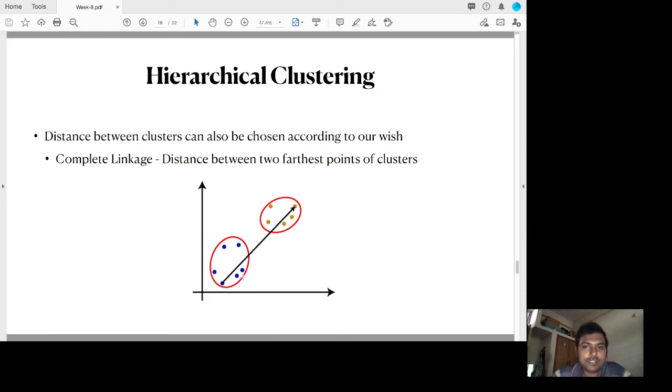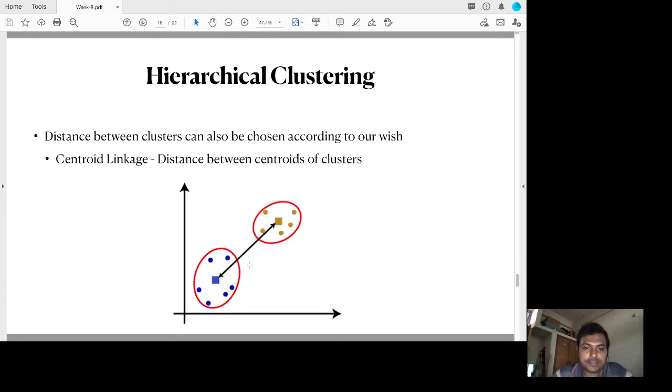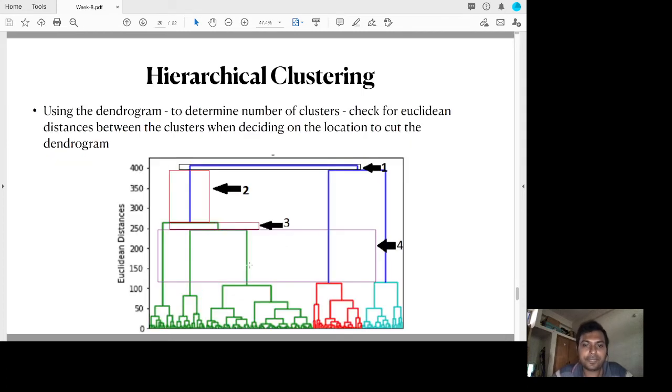And of course you might have guessed, since there is something called single linkage, there is another thing called complete linkage, which is the distance between the two farthest points of the clusters. You again take the pairwise distances, and you take the maximum of all those pairwise distances, and that you assign to be the distance between two clusters. Another is centroid linkage. You compute the centroid of the two clusters, and you take the distance between the centroids of the clusters. That is another way of computing the distance between two clusters.